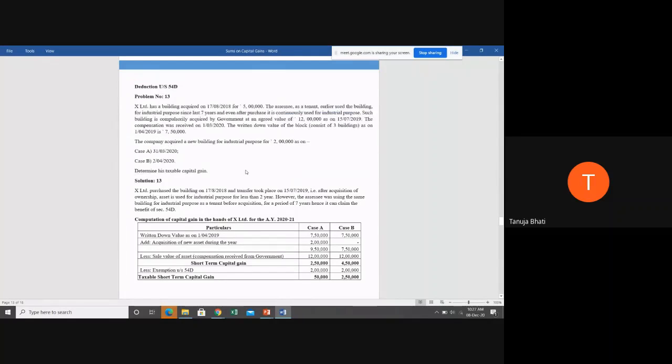Ma'am, only in case of residential building we have to take written down value. I cannot hear. What did you tell? Ma'am, only in case of residential building only we have to take written down value.